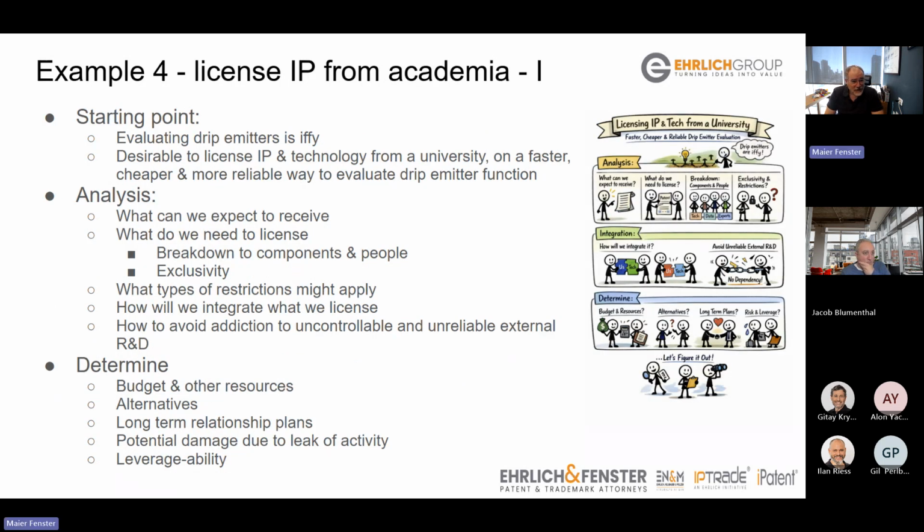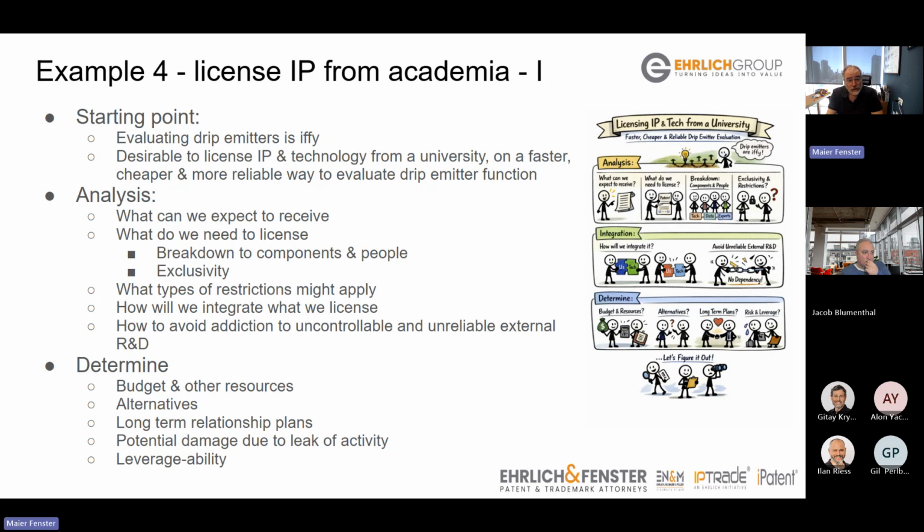Another example of planning. It turns out that checking a drip emitter to see if it's good or not good is not easy. But there's a lot of universities studying just that. So maybe we can license IP and technology from a university. And the IP would be a better, more reliable way to evaluate drip emitters.